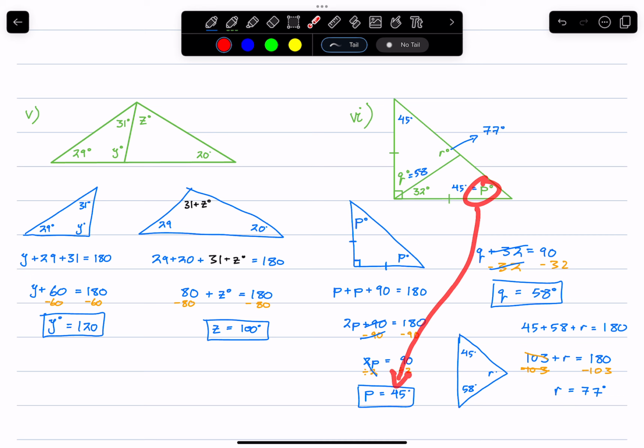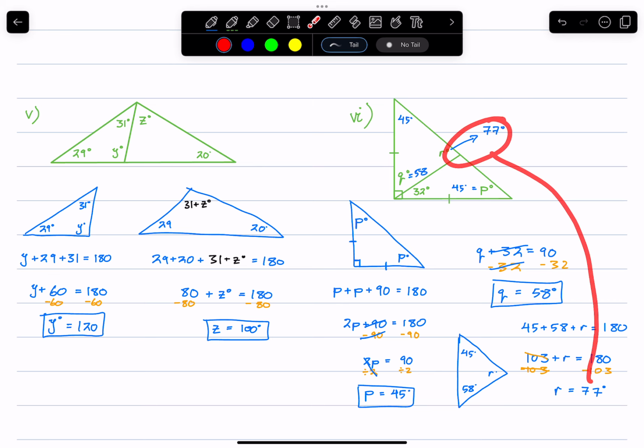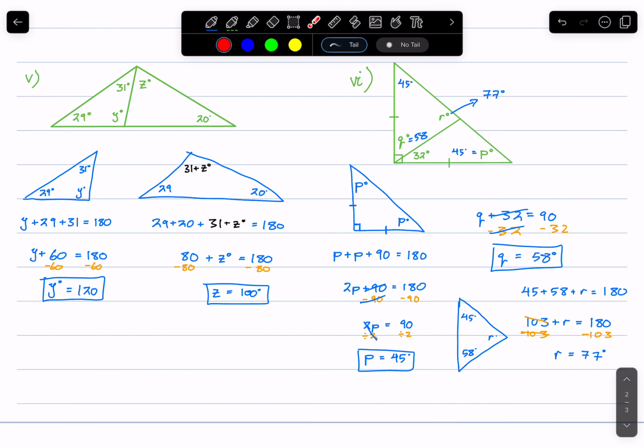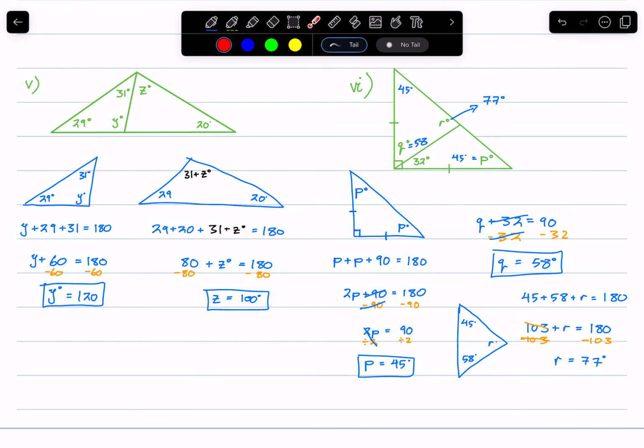P was 45, Q was 58, and R was 77. So I hope that gave you an insight into the angle sum of triangles and all the different properties, especially of isosceles triangles. Hope to see you in the next video, and best of luck.